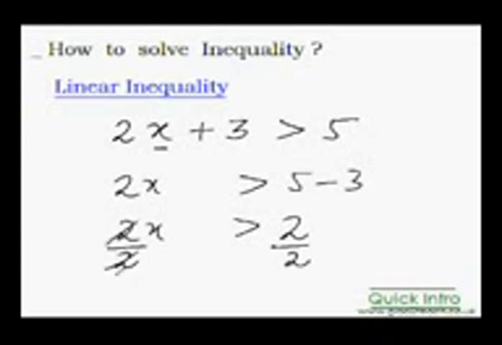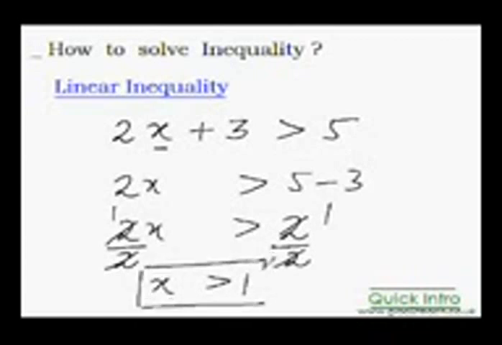So I divide this side by 2 and I also divide this side by 2. So this thing goes away, isn't it? 2 1 times is 2 and this is 2 1 times is 2. So what do we have here? x is greater than 1. That's your answer. That's your solution.